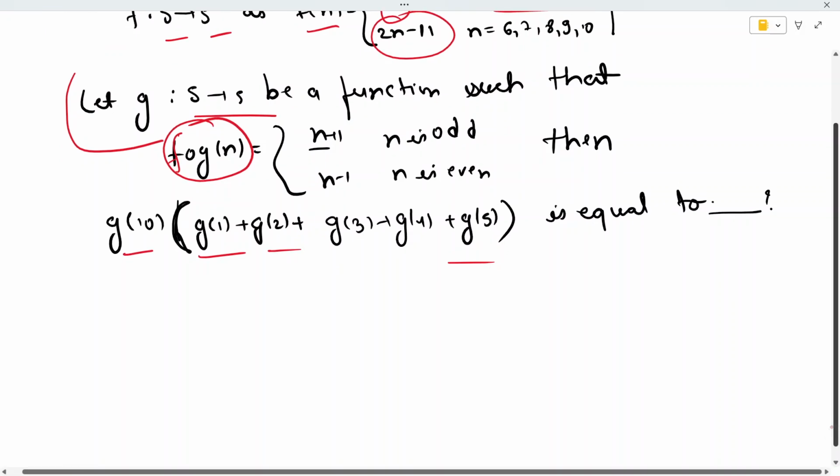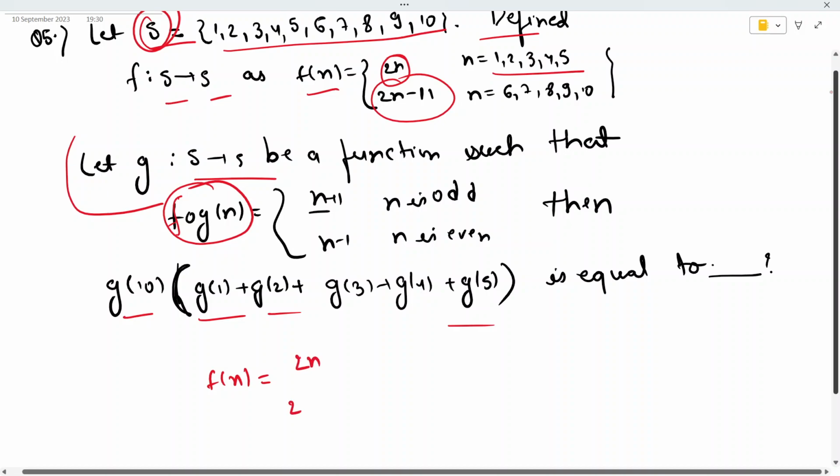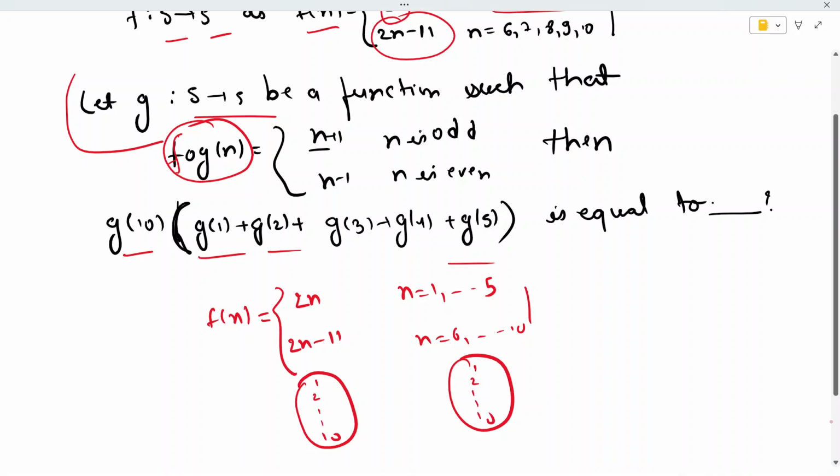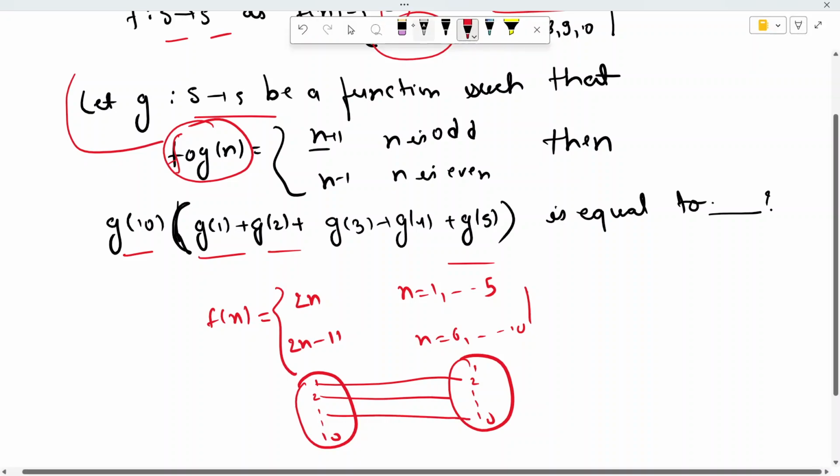First we look at what function Fn is given. It is 2n when n is 1 to 5, and 2n minus 1 when n is 6 to 10. So when you draw the function, 1, 2, up to 10. When you put 1, you map to 2. When you put 2, you map to 4. When you put 5, you map to 10. Let me draw a clear diagram so that you can understand clearly.